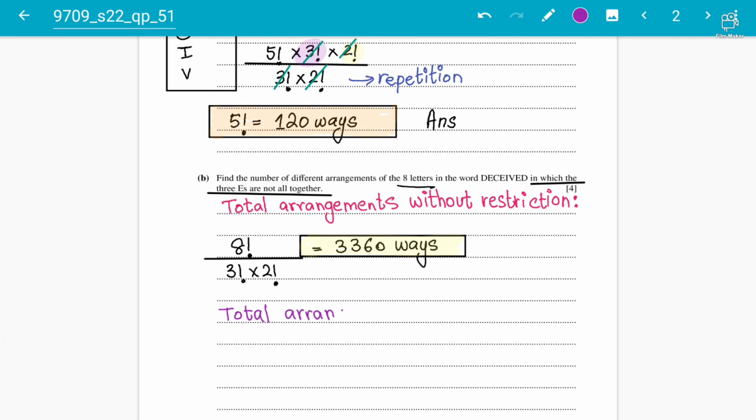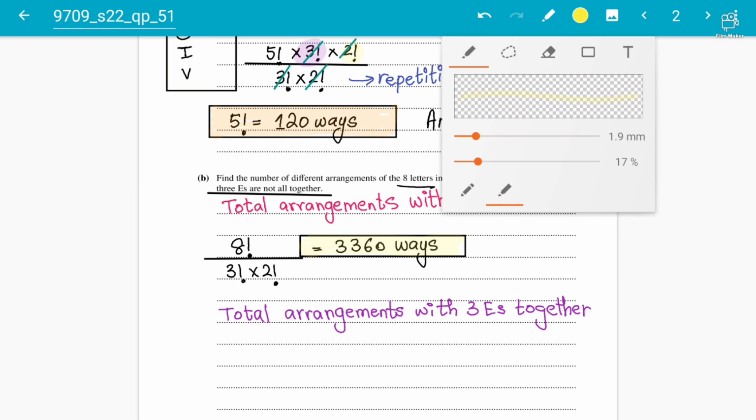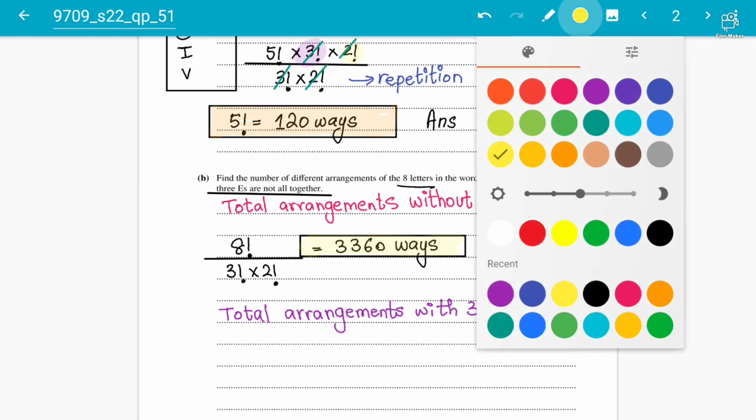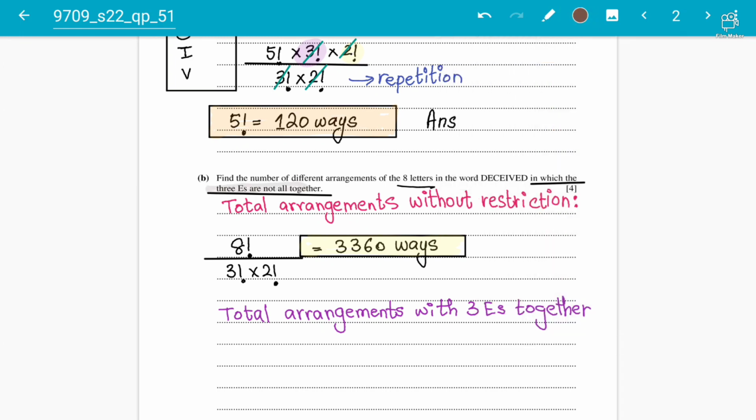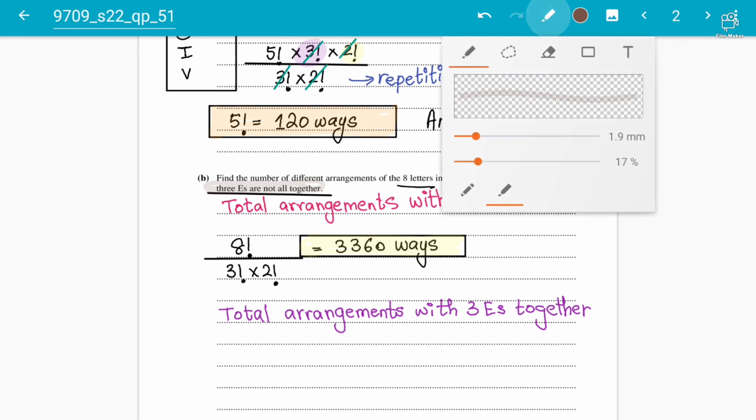Okay, so we are going to find out the opposite way. Always we are going to work out the opposite working. Total arrangements with 3 E's together. Okay, with 3 E's together, because what's the question requirement? What is the examiner asking for? The examiner is asking that it should be 3 E's not all together. So I'm going to find the total arrangements, and the opposite of them, total arrangements with 3 E's together.